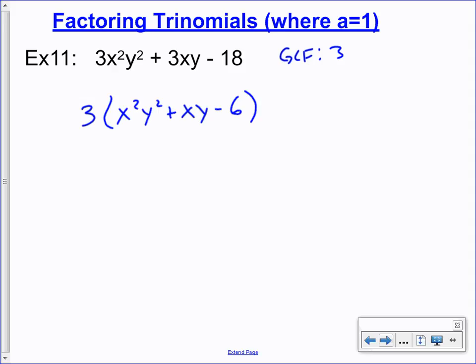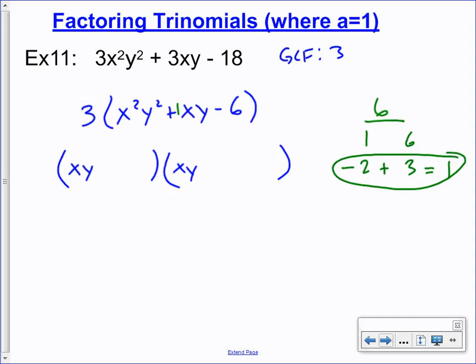Factor the first term. That's easy. Break up x squared y squared: xy and xy. Now break up 6. Now watch out. 6 is one of those where if you don't find the winning combination, you could be led astray. 6 has 1 and 6, and 2 and 3. My goal is to get up to 1. So the winning combination is negative 2 plus 3 equals 1.